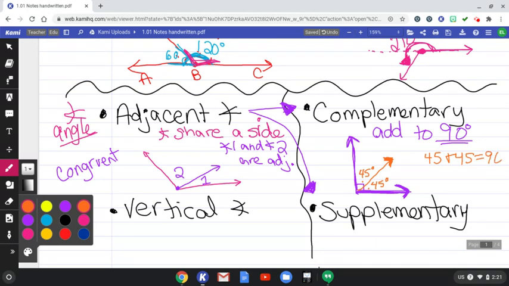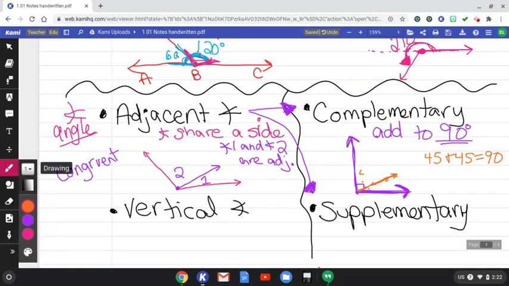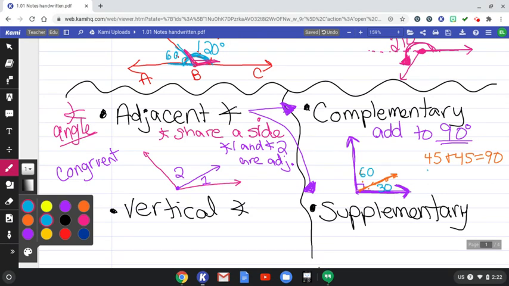So if I moved that piece down this way, I wouldn't have a 45-45 split anymore. So I'm going to erase that first one. I made this little angle at the bottom smaller and the other angle larger. So then this smaller angle, let's get a different color here. The smaller angle might be 30 degrees, making this angle 60 degrees because 30 plus 60 is 90.